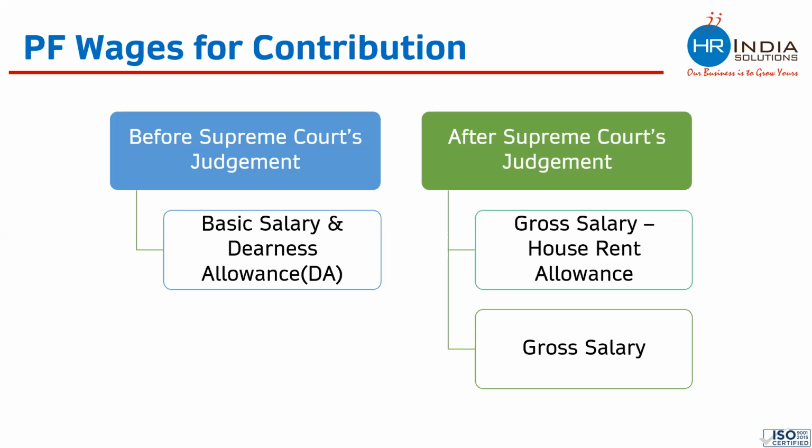So post that judgment of the Supreme Court, we started contributing on either gross minus HRA or the gross salary, right? So the amount on which we are calculating PF contribution is known as the PF wage. Earlier it was basic and DA, but now it is either gross minus HRA or the gross salary. Some of the companies are calculating on gross minus HRA, and some are calculating on the entire gross salary.